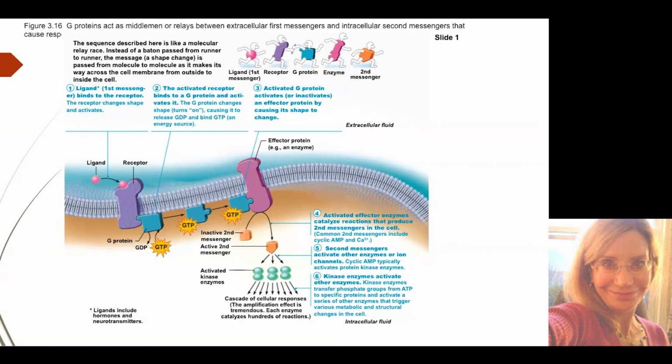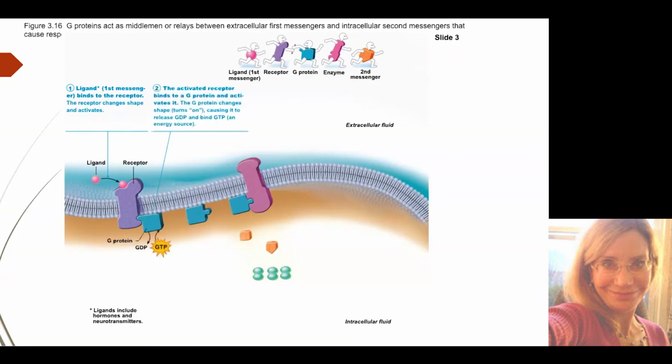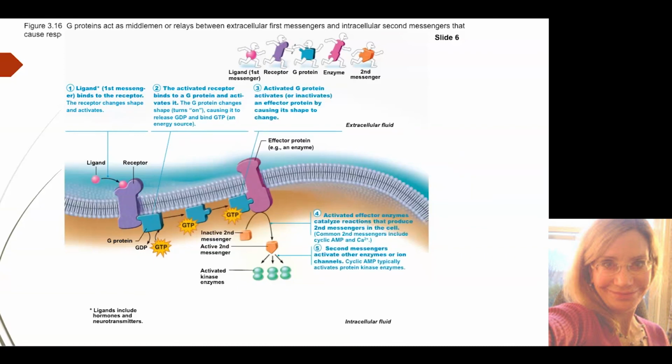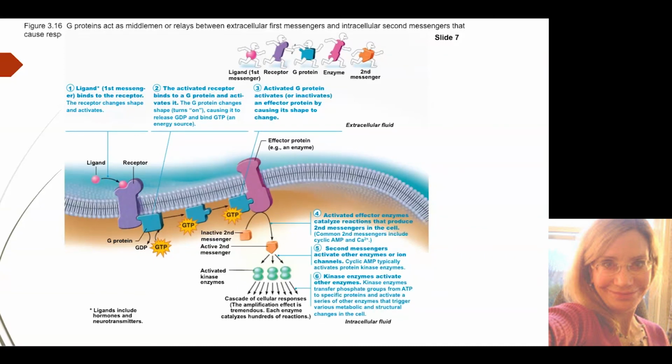This is illustrating how a G protein acts. I'm just going to skip through this right now because I find it more complex than it actually is. And we'll be talking about it when we get to endocrine.